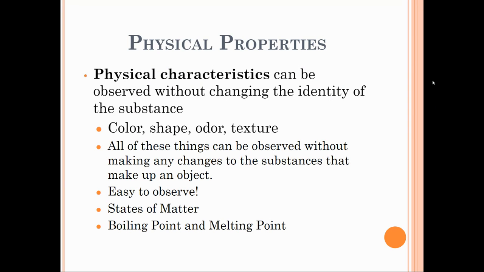So physical properties can be observed without changing the identity of the substance. Some examples are color, shape, odor, and texture. All of these things can be observed without making any changes to the substance that makes up an object. Boiling point and melting point are physical characteristics.